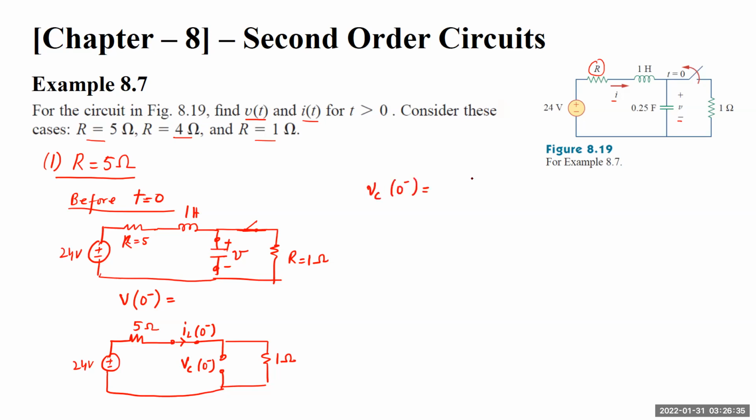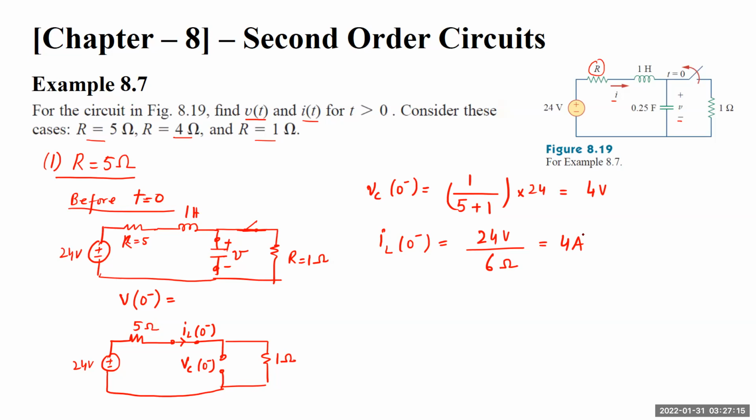VC 0 negative will be simply the voltage appearing across 1 ohm. So 1 ohm divided by 1 plus 5, remember the only resistances in this path are 5 ohm and 1 ohm, multiplied by 24. So this is 4 volts. Similarly, for IL 0 negative, the current through this inductor will be 24 volts divided by the overall path resistance of 6 ohms. So this is 4 amperes. These two will be my initial conditions for this case.